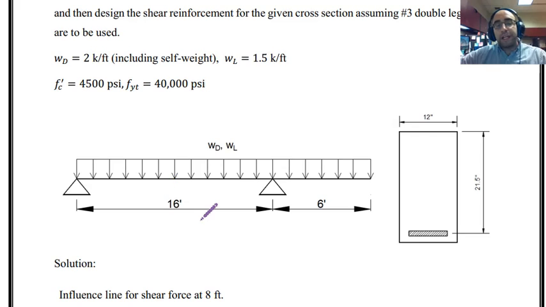Of course, you might ask, why are you considering this point? Why not other points? And I have to say this is based on experience. Once you look at the analysis results of several beams under gravity loads, you will see that the critical point is the point where we get the least amount of shear force.